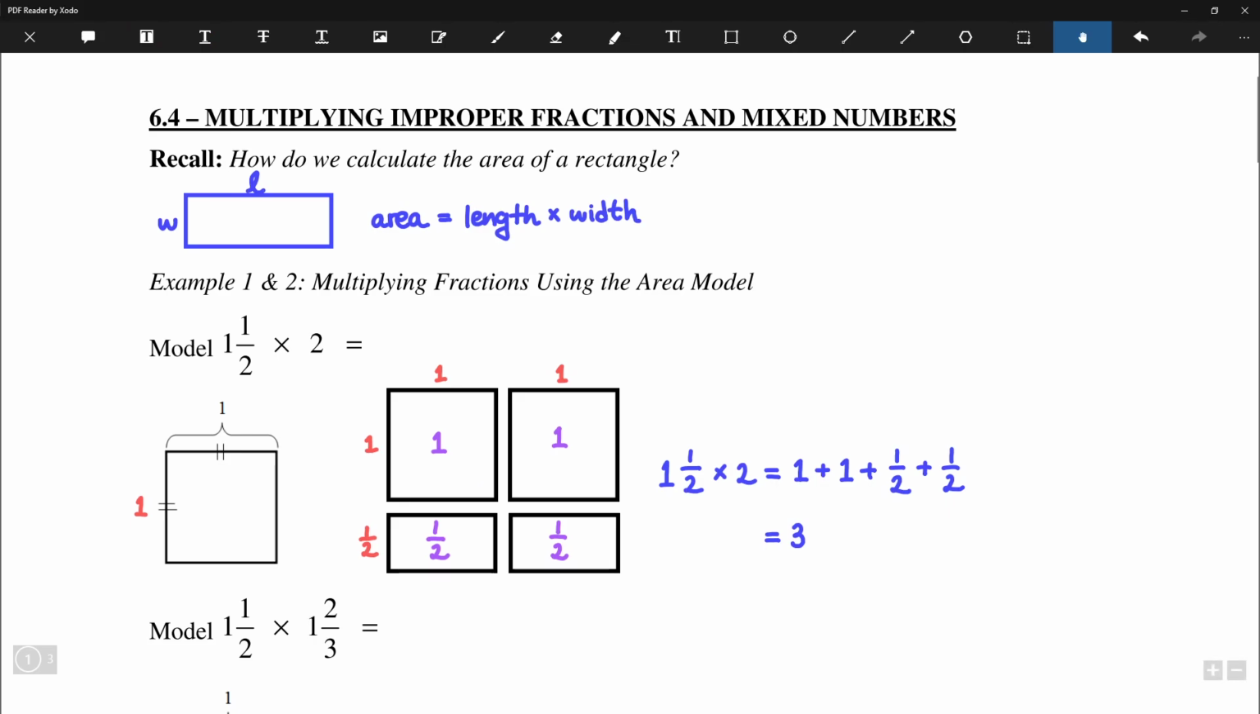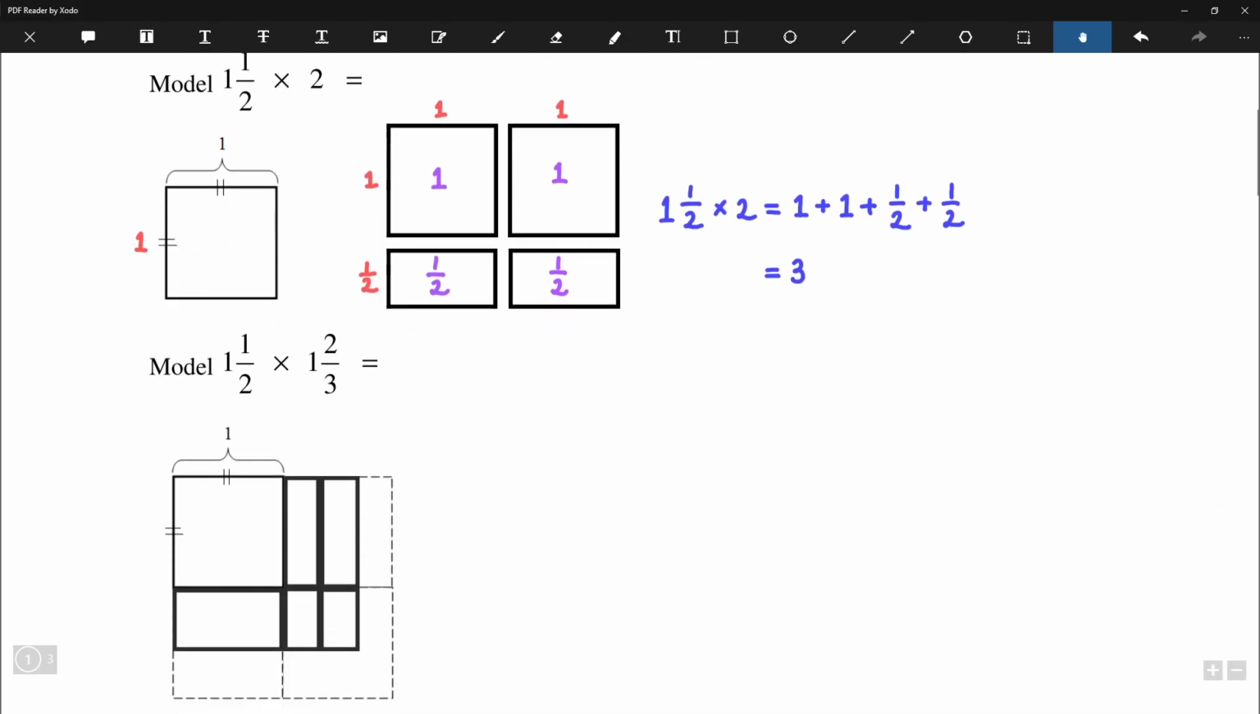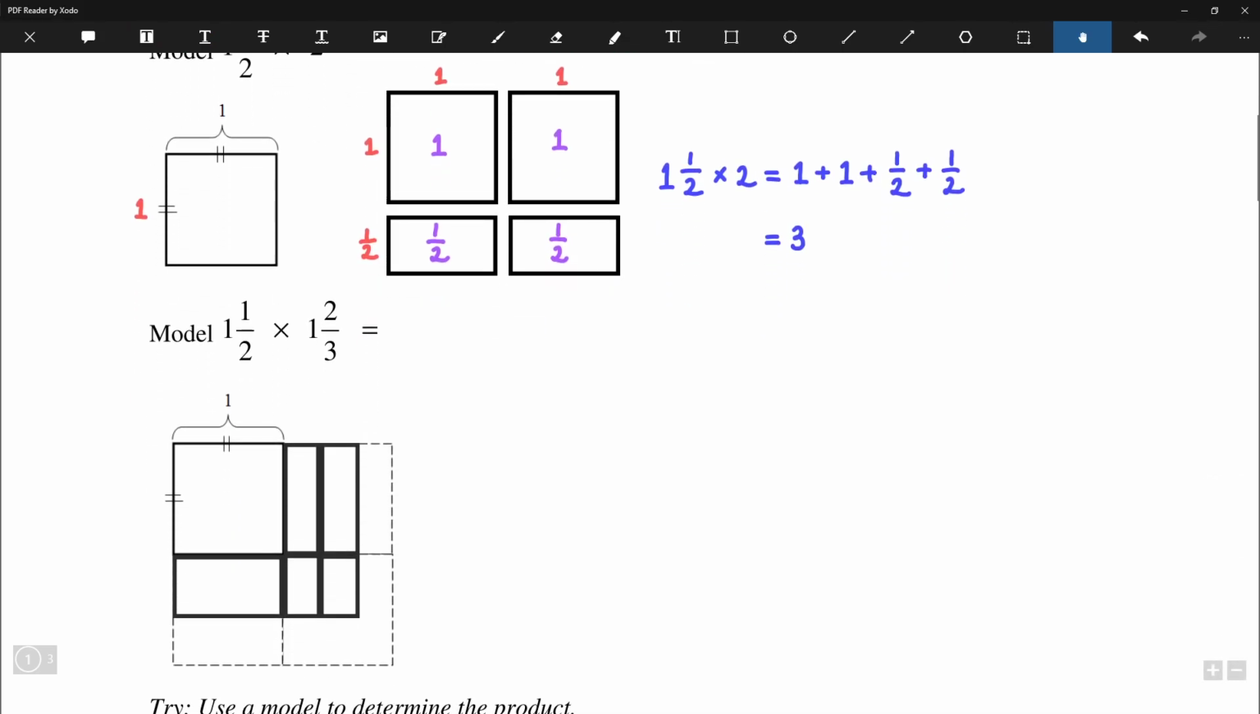Okay, so let's look now at an example with more than just one mixed number. We have 1.5 times 1 2/3. In this case, we once again start with the square of area 1 on the top left. And each one of these is 1/3. So this top side has a length of 1 2/3. And on the other side, we have 1.5.